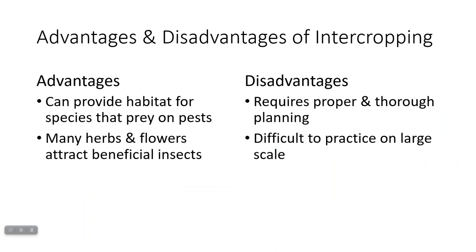Some advantages and disadvantages. Like I said, it can provide habitats for other things that prey on your pests. And if you grow herbs or flowers instead of just straight up food crops, then you can also attract beneficial insects like pollinators. Some disadvantages: you need to plant it well, and it's difficult to practice on a large scale, so it's usually better for smaller farms and smaller operations. You can't do mechanization as easily because that may make harvesting more difficult. So that could keep people from wanting to do intercropping.